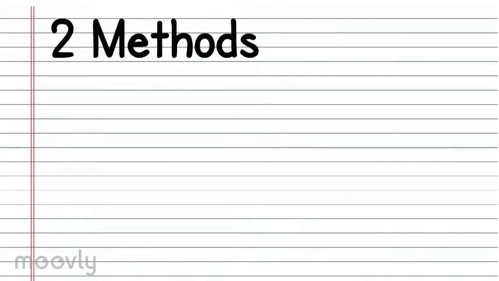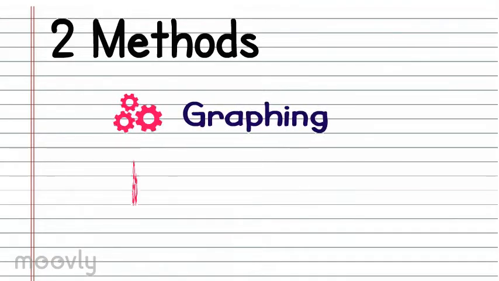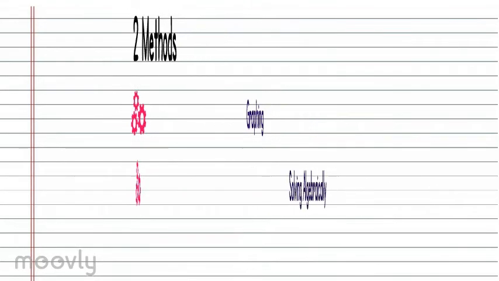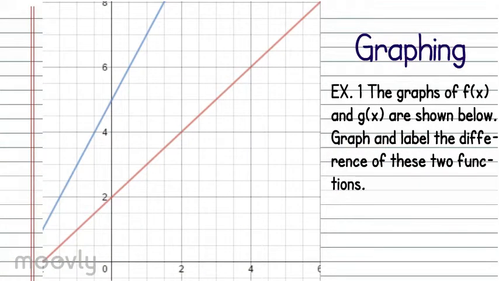There are two methods to solve problems of sum or difference of functions. One is graphing, and the other one is solving algebraically. Let's look at a simple problem that can be solved by graphing first. The graphs of f(x) and g(x) are shown below. Graph and label the difference of these two functions.